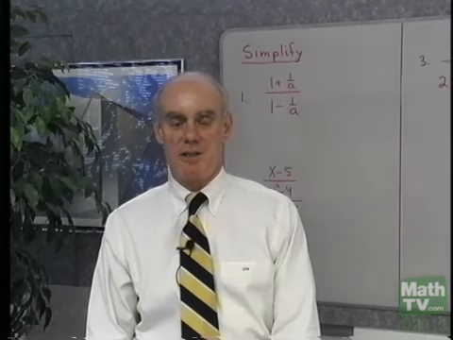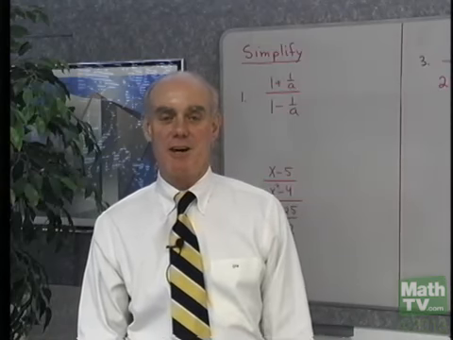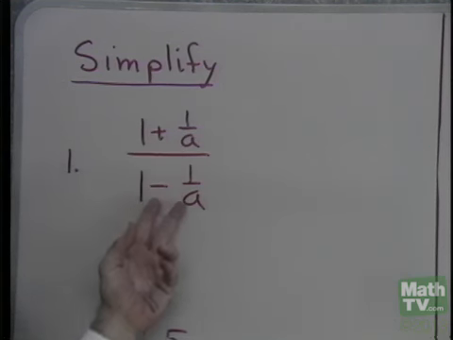A complex fraction is a fraction whose numerator and denominator contain other fractions. And what we want to do is simplify some complex fractions. The first one I have here is 1 plus 1 over a, divided by 1 minus 1 over a.